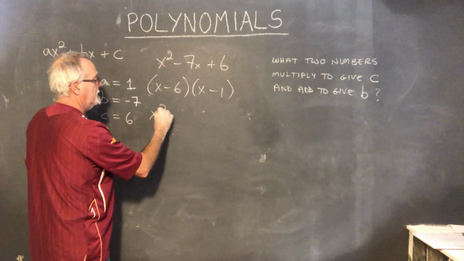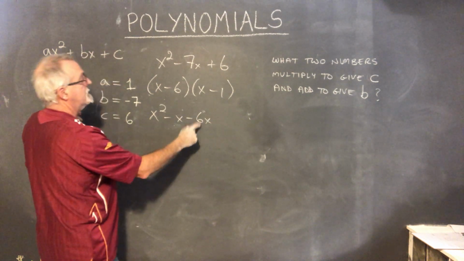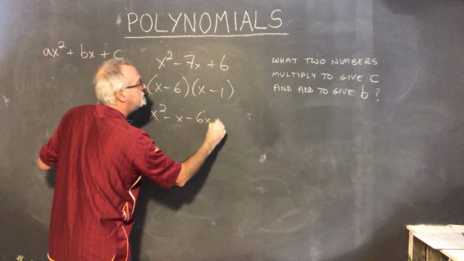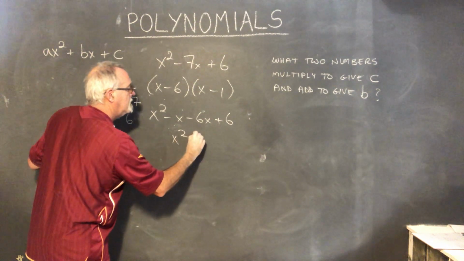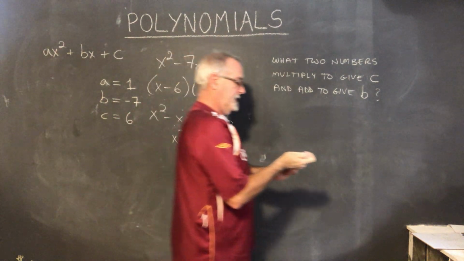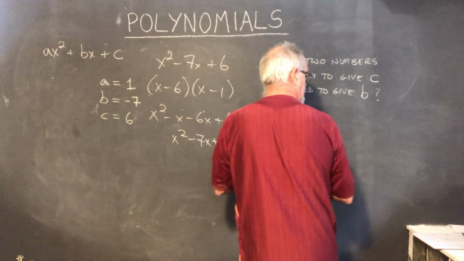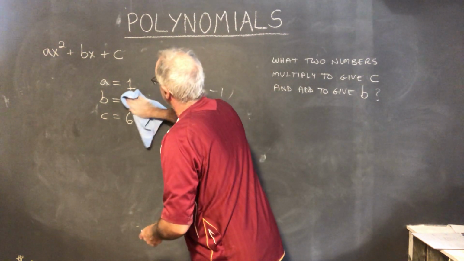FOIL: x squared minus x minus 6x. Yeah, that's adding to negative 7x. And then, yes, plus 6, yes. We're good at this. And we're going to just keep on being good at it, and we're going to do some more. X squared plus 6x minus 16.